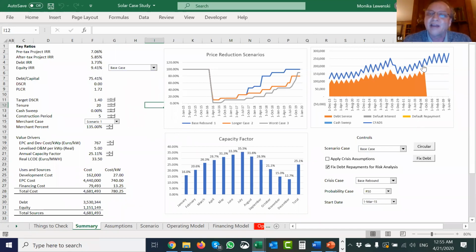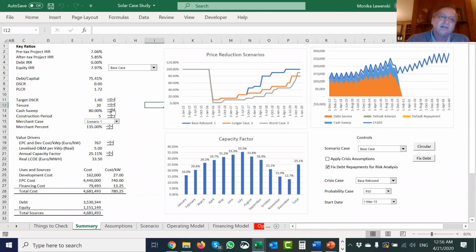And here's the way a cash sweep would work. I'm going to put in and sweep a whole bunch. When I sweep the cash flow, here's what happens. You don't get to pay a dividend, and this is early debt repayment. Can you see that? So when you make it go down, you can see that the debt is longer.